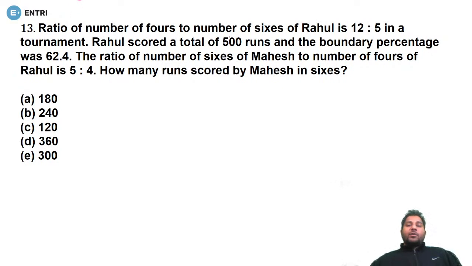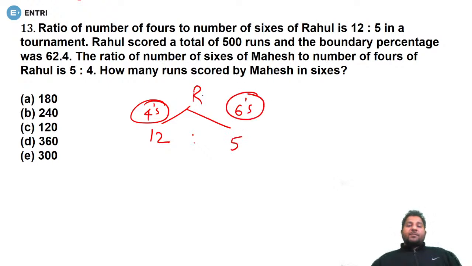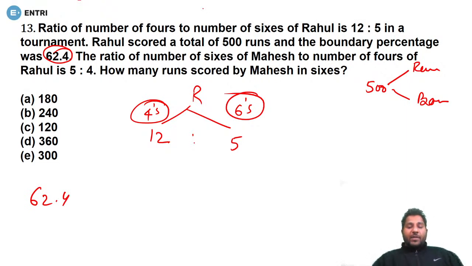The ratio of number of fours to number of sixes of Rahul: Rahul hit fours and sixes in the ratio of 12 to 5. Rahul scored 500 runs, and this 500 runs must be in the form of running and with boundary. The boundary percentage has been given as 62.4.